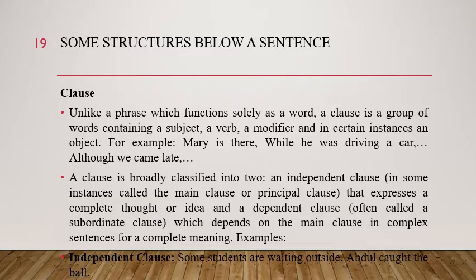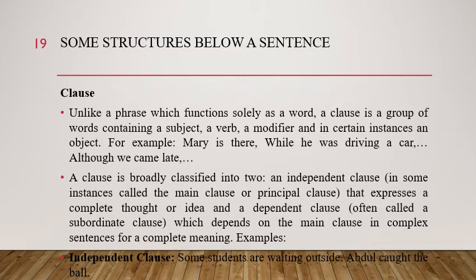Clause. Unlike a phrase, which functions solely as a word, a clause is a group of words containing a subject, a verb, a modifier, and in some instances, even an object. For example, Kairat is here. While he was driving a car. Although we came late.